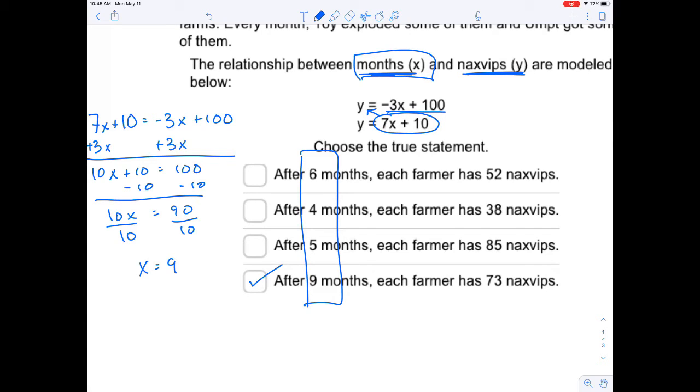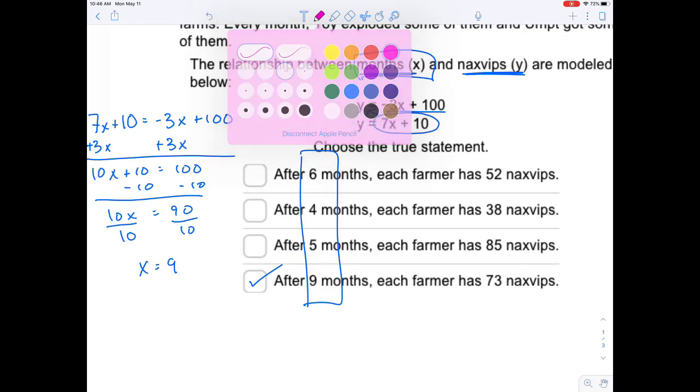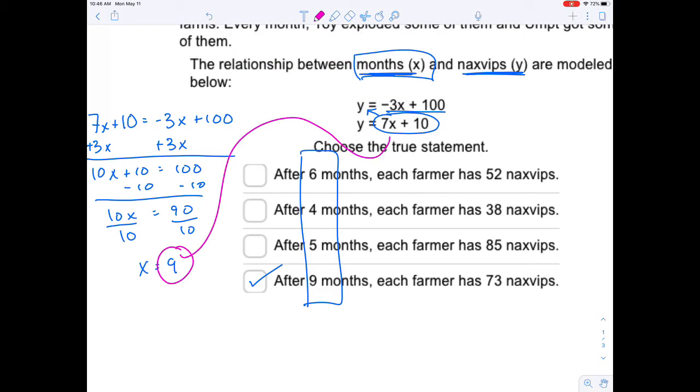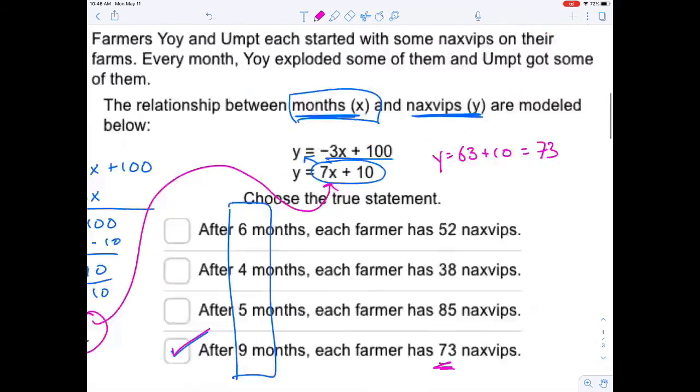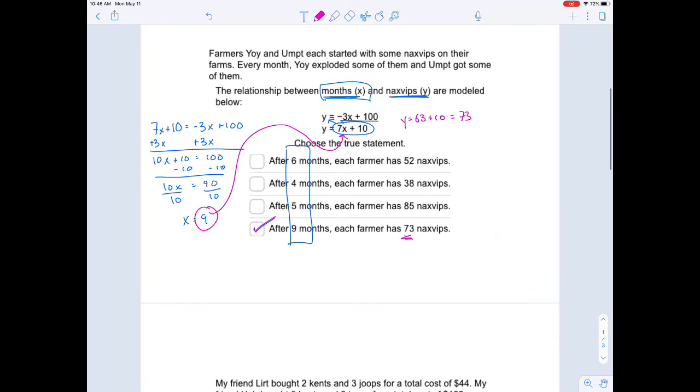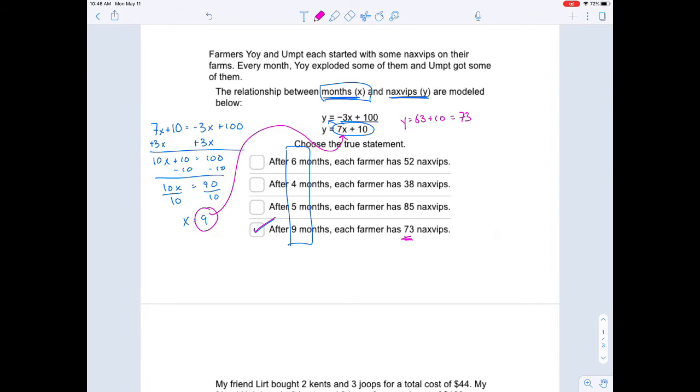For the sake of argument and because I'm a math teacher, so I like to be thorough, I'm going to take this 9. I'm going to put it here. I'm going to get y equals 7 times 9, so 63 plus 10, which is 73, and notice how that matches up. So it doesn't take a lot of work to figure out that second value and be sure that we have the correct answer. So don't be scared to use substitution to solve problems that look like this. Pause if you need to and copy those notes down.